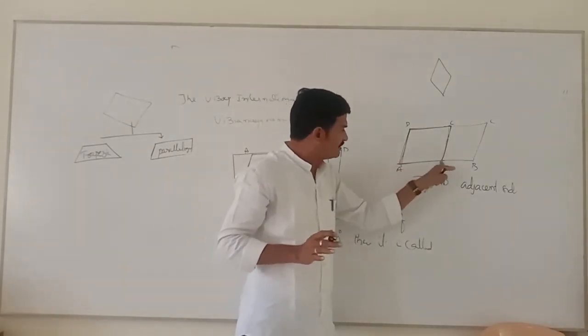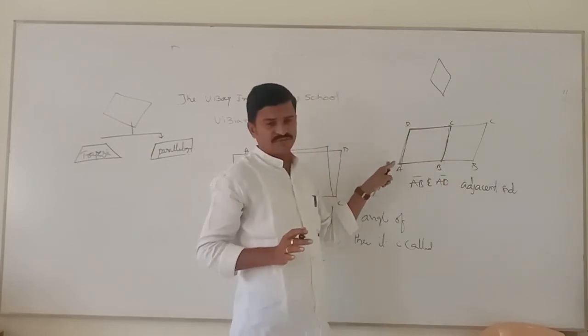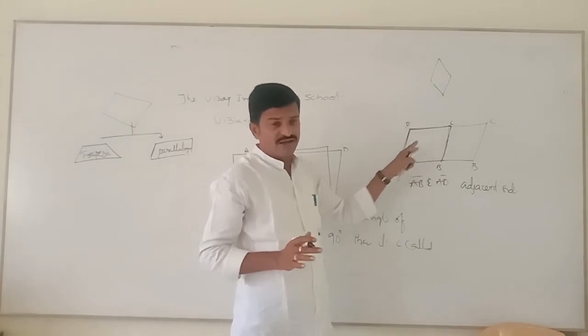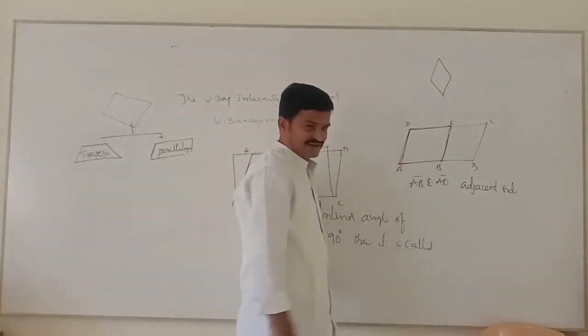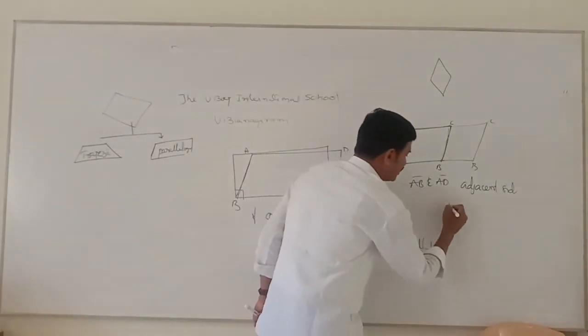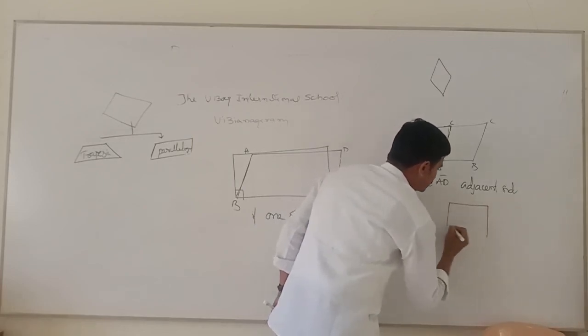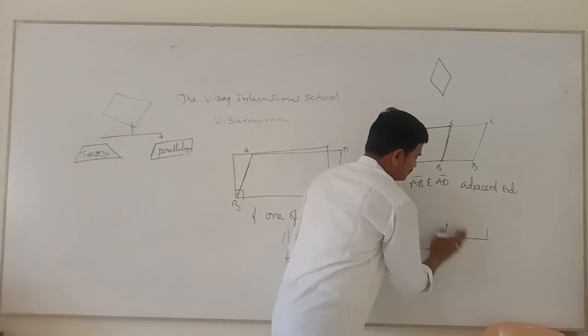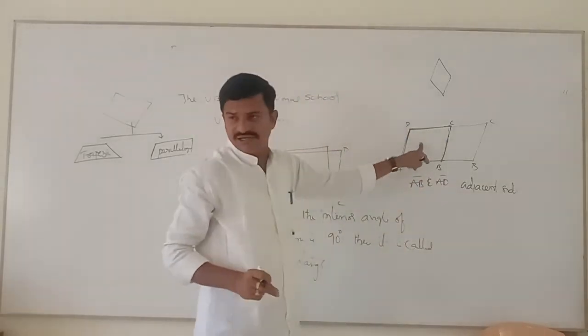That means how much is the AB length? AD length also. All sides are equal, but it is not a square. Why? Because no angle is a right angle. What is the shape of the square? This is the square. Are you clear? Okay, I will tell you the square definition based on the rhombus. But do you know what is a rhombus?